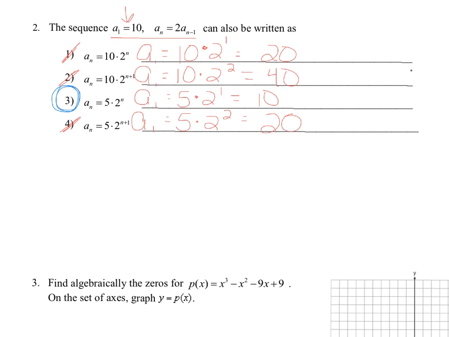Now it's very tempting to want to pick 1 or 2 because both of those formulas start with a sub 1, which we're used to in our formula that we memorized, which is a sub 1 times r to the n minus 1. But since none of these formulas have n minus 1, we can't match them up to the formula that we know. And choice 3 is the best option.